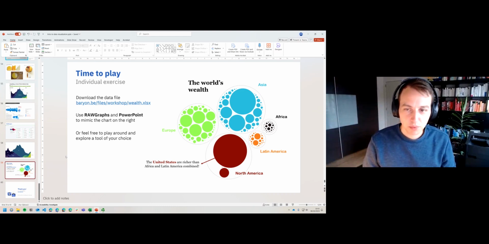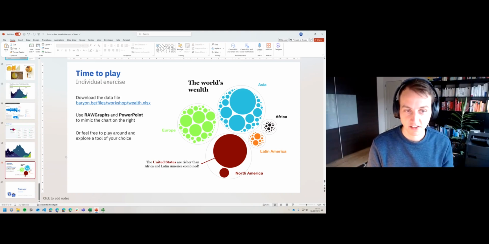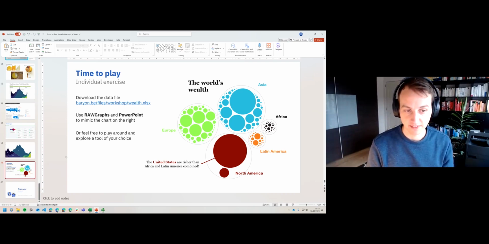Okay, and then we can wrap things up with, I just have an exercise for you just to get a little bit into the habit of doing this yourself. I would really like to give you a try with RawGraphs, as it is free, as it is so powerful. So I have some data for you, data which you can download at this link, baryon.be/files/workshop and then /wealth.xlsx. That's an Excel file, nicely prepared data with the different countries in the world and the wealth that is present in these countries. We can make this kind of circle packing visual in RawGraphs, and then you can use, let's say, PowerPoint or Inkscape if you want, or any other tool to make it look more or less like the chart that we have on the right hand side.